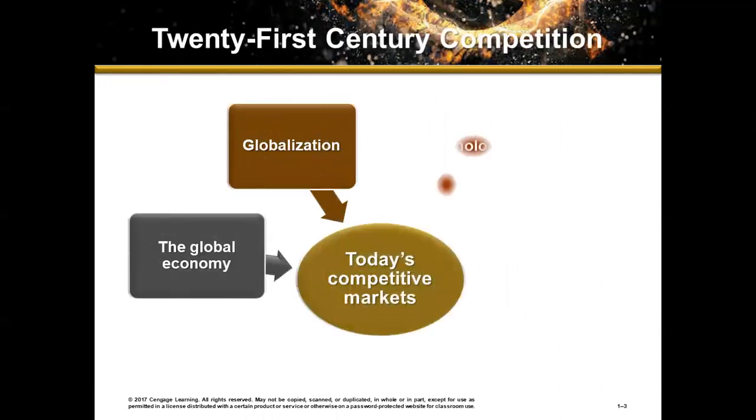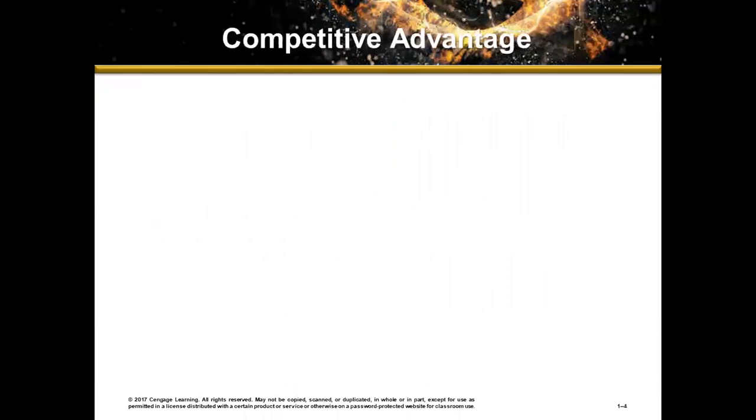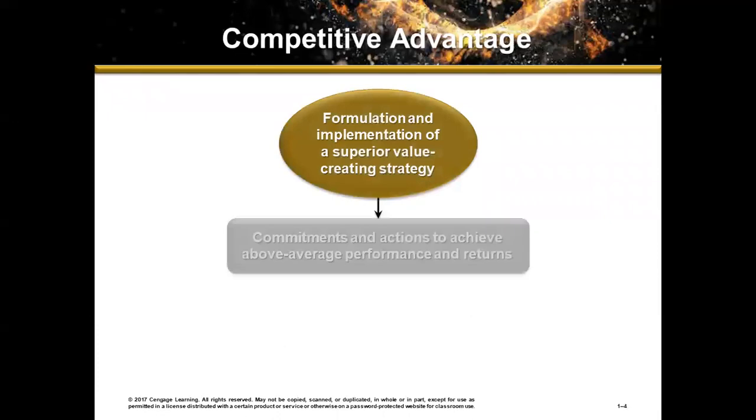Now, in the 21st century, today's competitive markets can be described in terms of the existence of the global economy, globalization, rapid technological change, and the increasing importance of knowledge and people. Now, how do we understand competitive advantage?